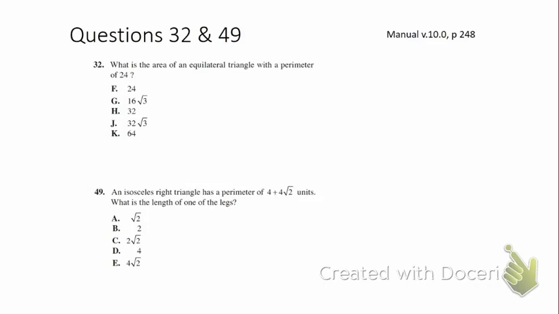Okay, 32. What is the area of an equilateral triangle with a perimeter of 24? Okay, so I'm going to draw a picture here.